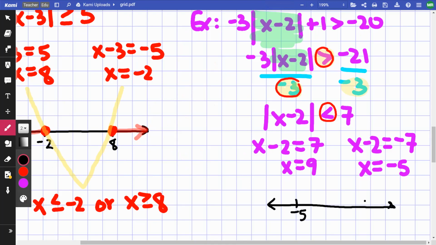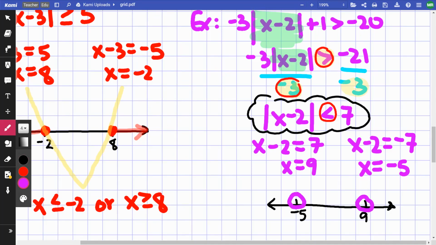Negative 5, positive 9. I look at this equation here, my isolated one. That's what I'm looking at. I'm not looking back up at the original one. I want to check my inequality when I have it isolated because I've changed it. I divided by a negative. It's not the same anymore. So I am going to have an open circle at negative 5, an open circle at 9, because it was strictly less than.